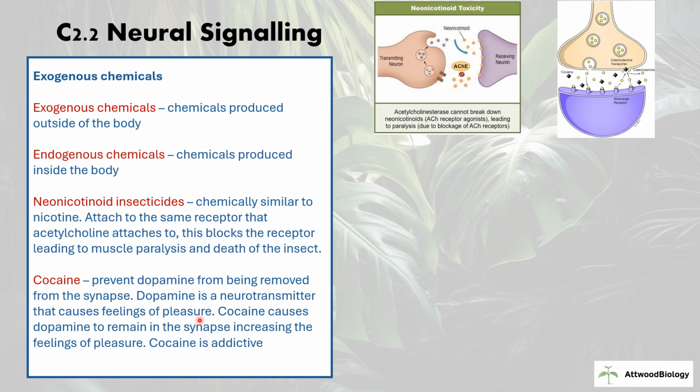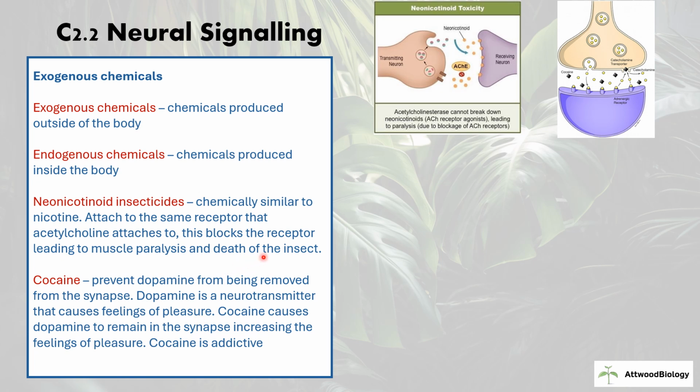Our examples are neonicotinoid insecticides, and these are chemically similar to nicotine. However, they attach to the same receptor that the acetylcholine neurotransmitter attaches to, and this blocks the receptor. So if acetylcholine cannot bind to the receptor, the action potential cannot be fired in that second neuron, and therefore the muscle won't contract, and that leads to muscle paralysis and death of an insect. So this is specifically to try and kill insects, not people.